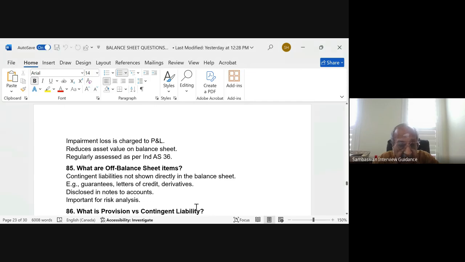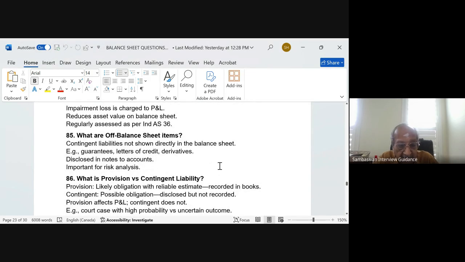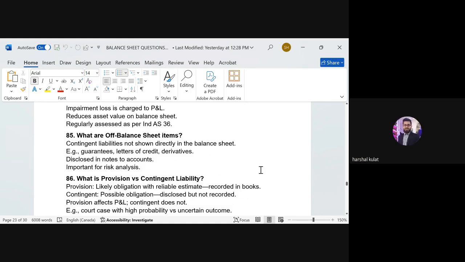Now, you completed reading up to 84, and now you have to read 85. Did you read 85? No, sir. Please read. What are off balance sheet items? Contingent liabilities not shown directly in the balance sheet. For example, guarantees, letters of credit, derivatives, disclosed in notes to accounts, important for risk analysis.